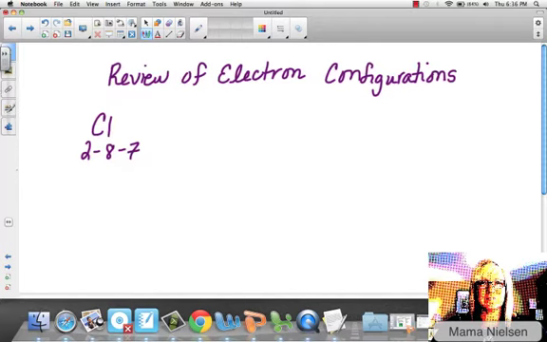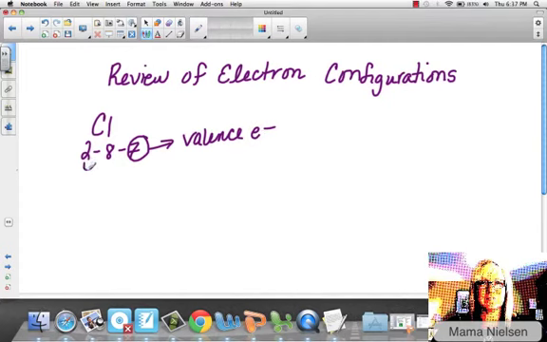Before we get started, I want to do a little bit of a review of electron configurations. It's been a while since our last lesson. So let's just review. If we're looking at chlorine, underneath the element chlorine it says 2-8-7. This is the electron configuration. First of all, the 7, remember the last digit is the valence electrons. So I'm just going to put valence E.